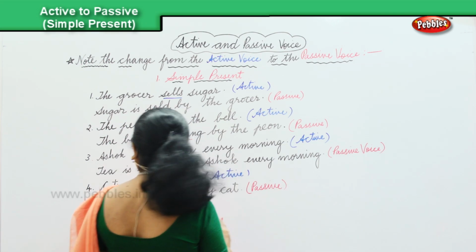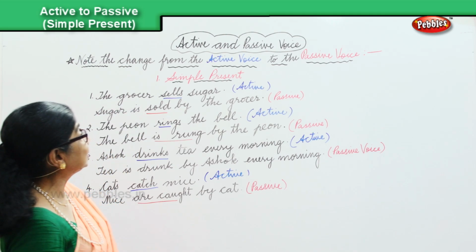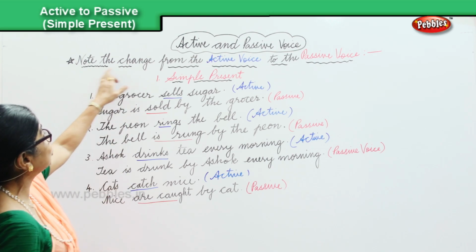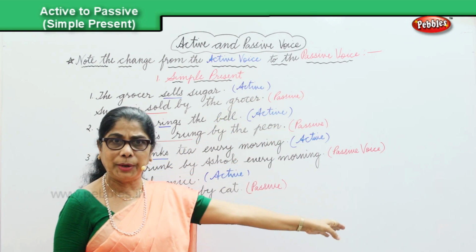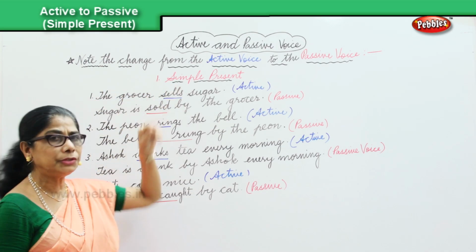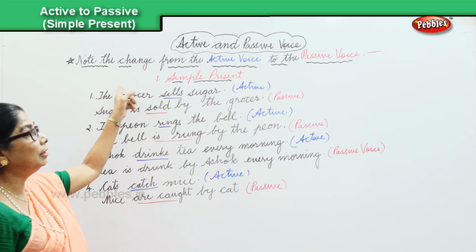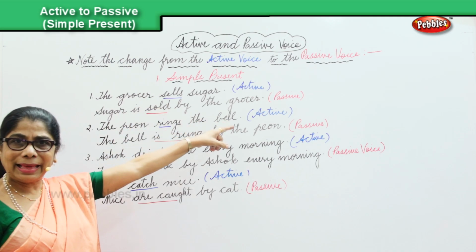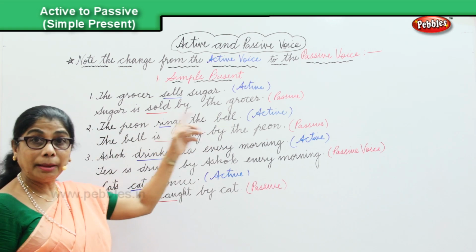So we have active and passive. Now, we are looking at the simple present. In the simple present, we are changing from active voice to passive voice. And that's what we are doing now. So, in the simple present, the grocer sells sugar. Active. Sugar is sold by the grocer. In the simple present. The peon rings the bell. Active. The bell is rung by the peon. Passive.